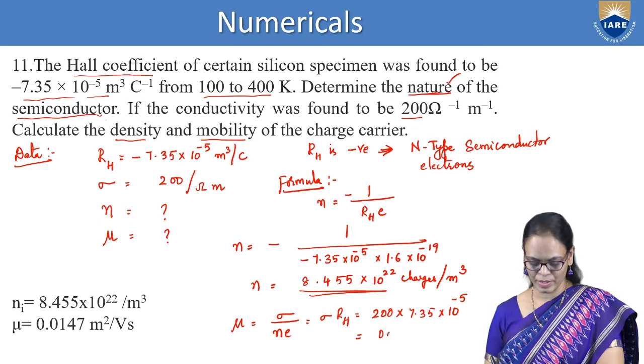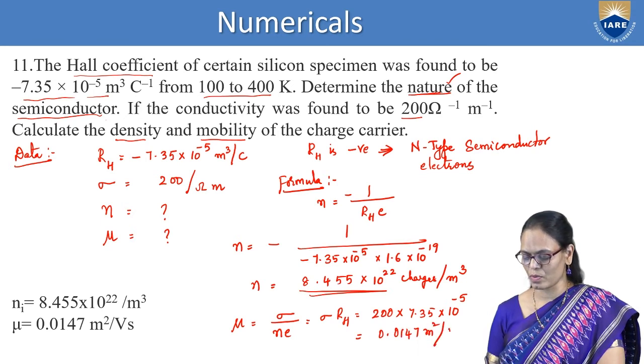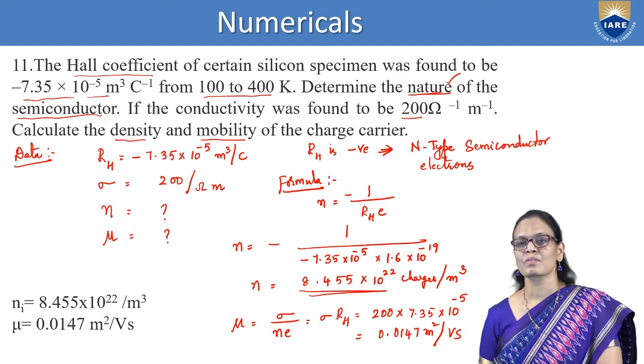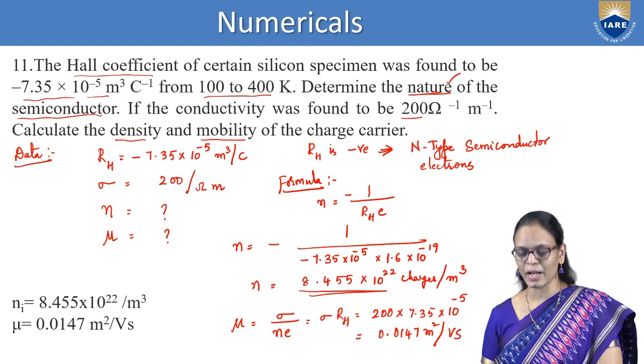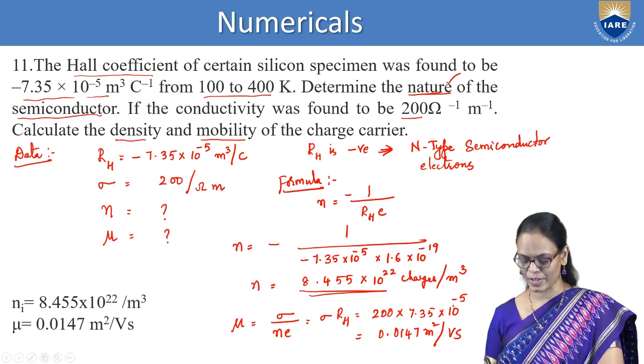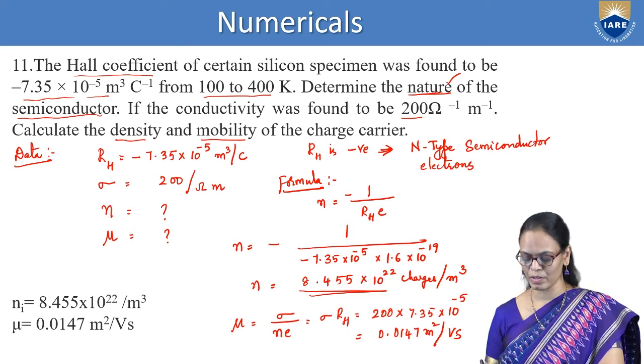Since we know the value of sigma and RH both, I am substituting directly. 200 into 7.35 into 10 power minus 5, we get 0.0147 meter square per volt second.